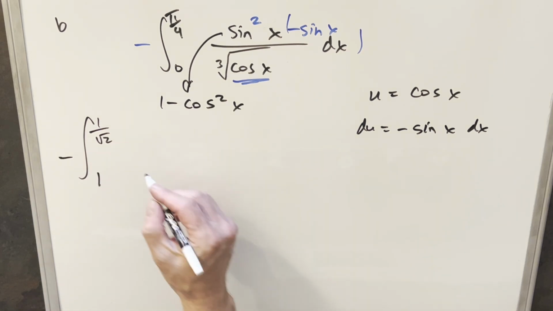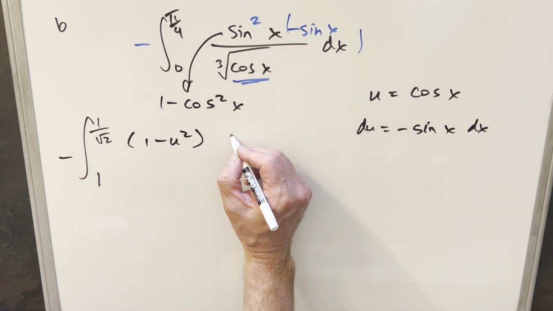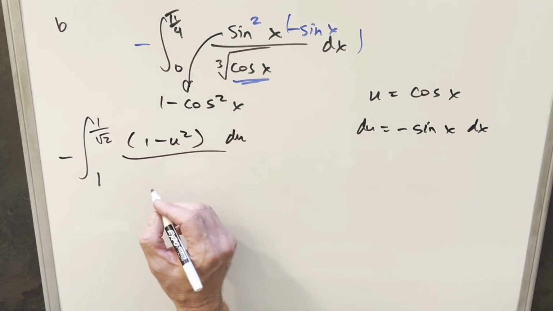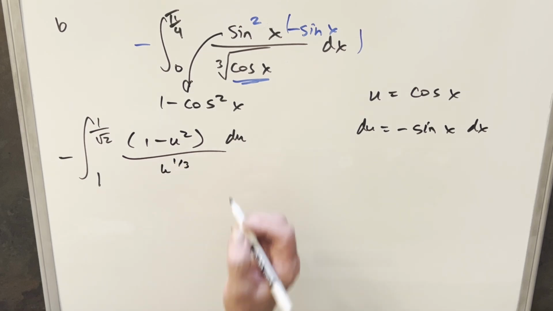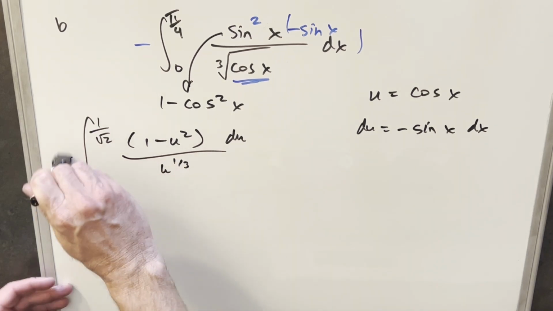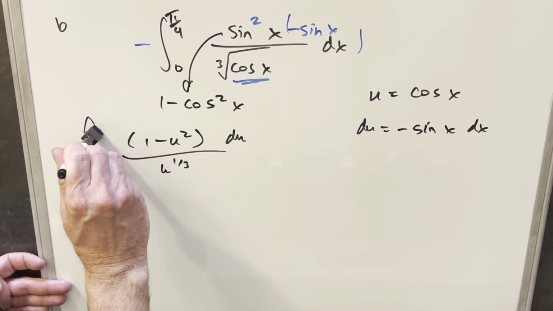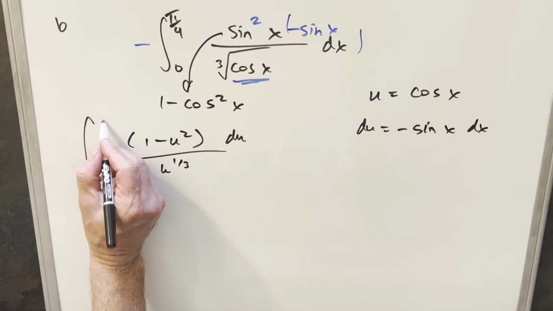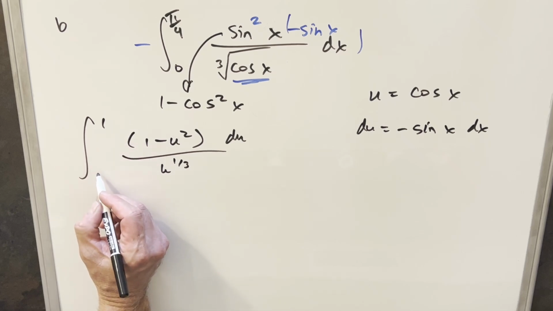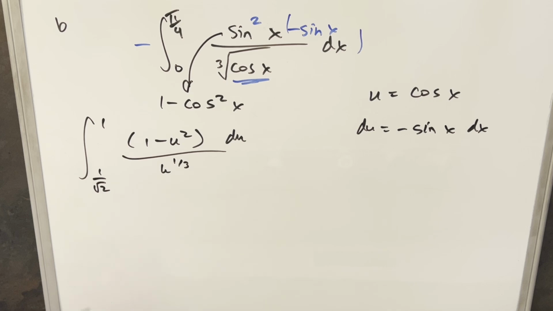Then with this 1 minus cosine squared, here in the numerator we're going to have 1 minus u squared du over cube root of cosine, cube root of u. I'll write that as u to the 1/3. Then I'll just use this minus sign and use it to flip the bounds, just so we have 1 over square root of 2, which is something like 0.707. It's less than 1, so we don't really need to do this, but we like having the lower bound be the lower number for some reason.